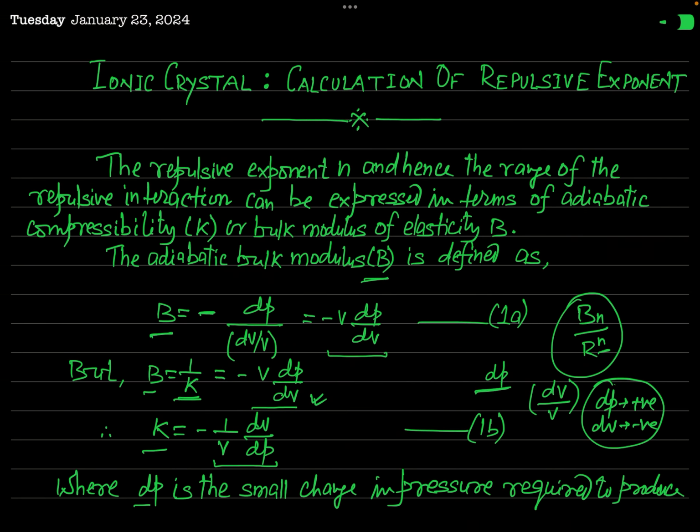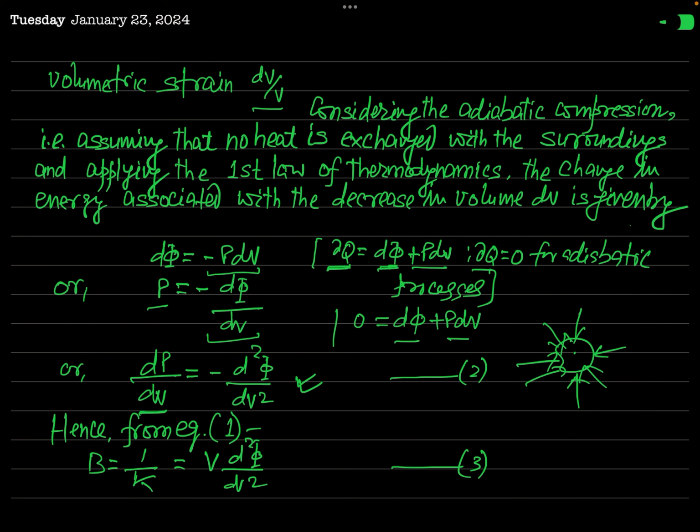But you can see equation 1a or 1b. Actually in equation 1a we have defined B, and in equation 1b we have defined K, which is just the reciprocal of B. So in these two equations you can see in the first equation 1a the factor dP by dV is present, and in 1b the factor dV by dP is present. And here we have calculated the value of dP by dV. Okay, so let us substitute this value of dP by dV in that equation. So when we substitute this value, what will be our result?